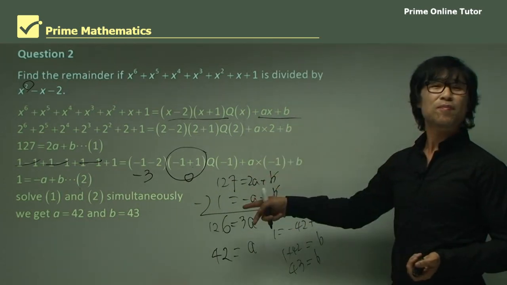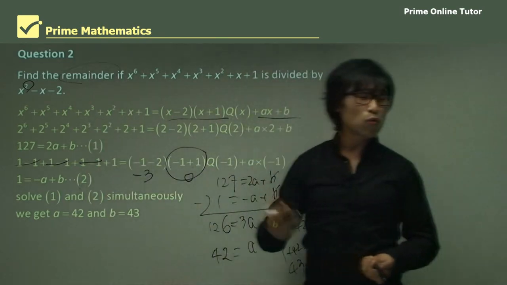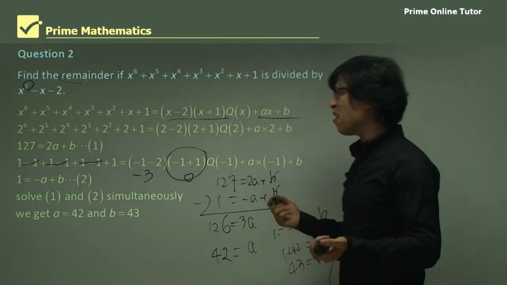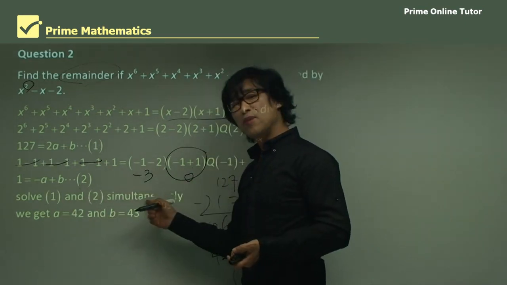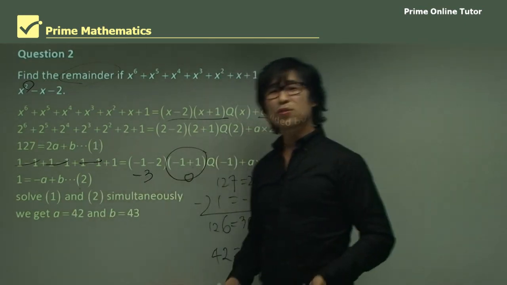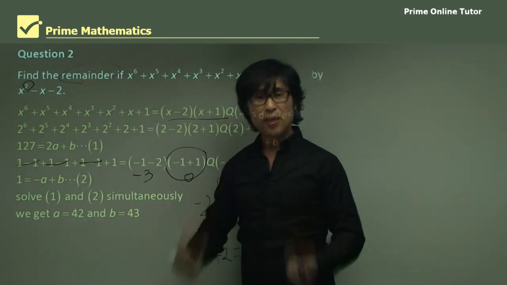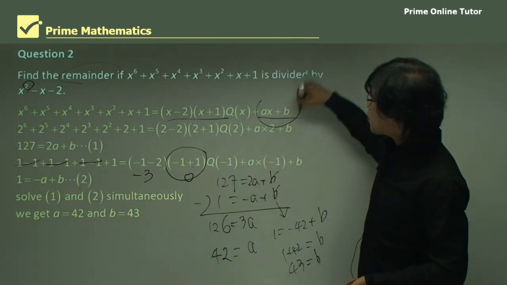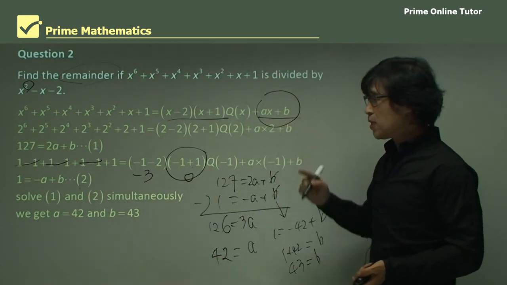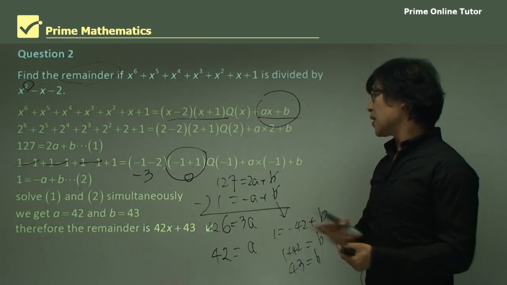Guys, don't stop, okay? You have to respond to the question. You need to know what the question is asking. The question does not ask you to write what the a value is, what the b value is separately, but the question is asking you what the remainder is, okay? You need to write the remainder. What is the remainder? Hey, this is the remainder. You have to substitute a and b like this one. Do you understand that? Not hard, okay?